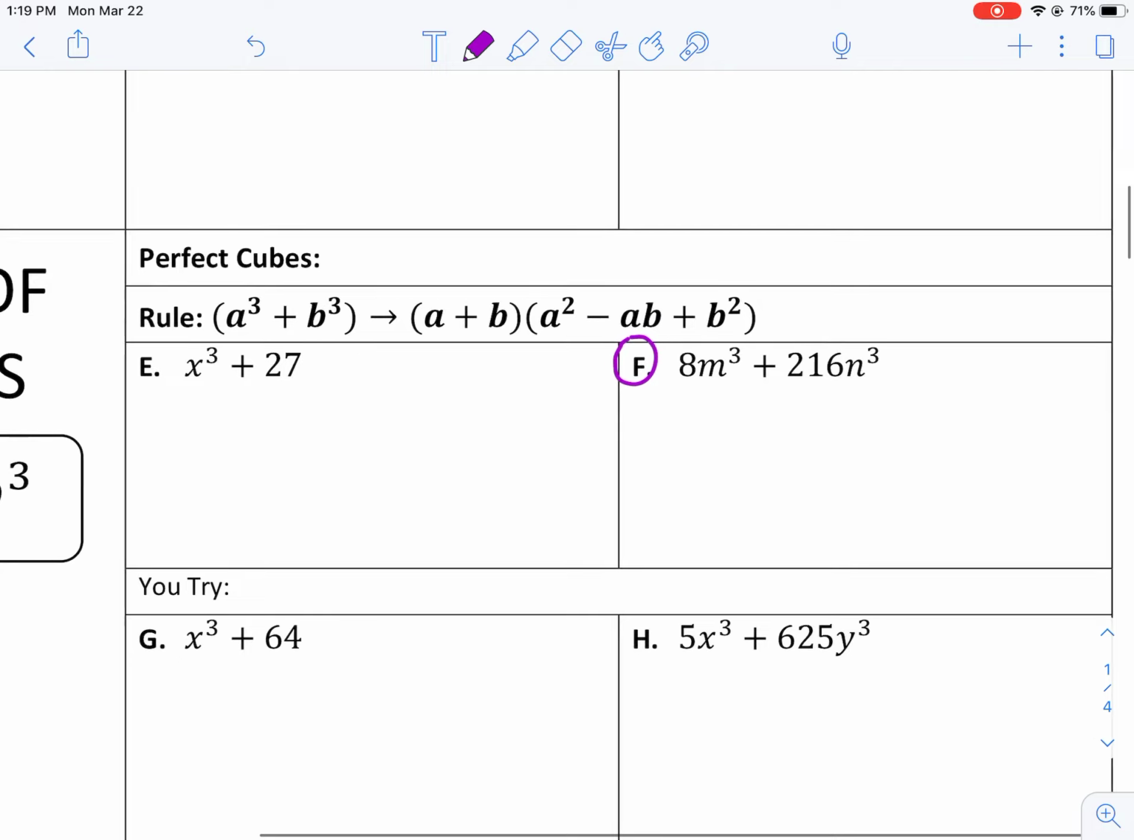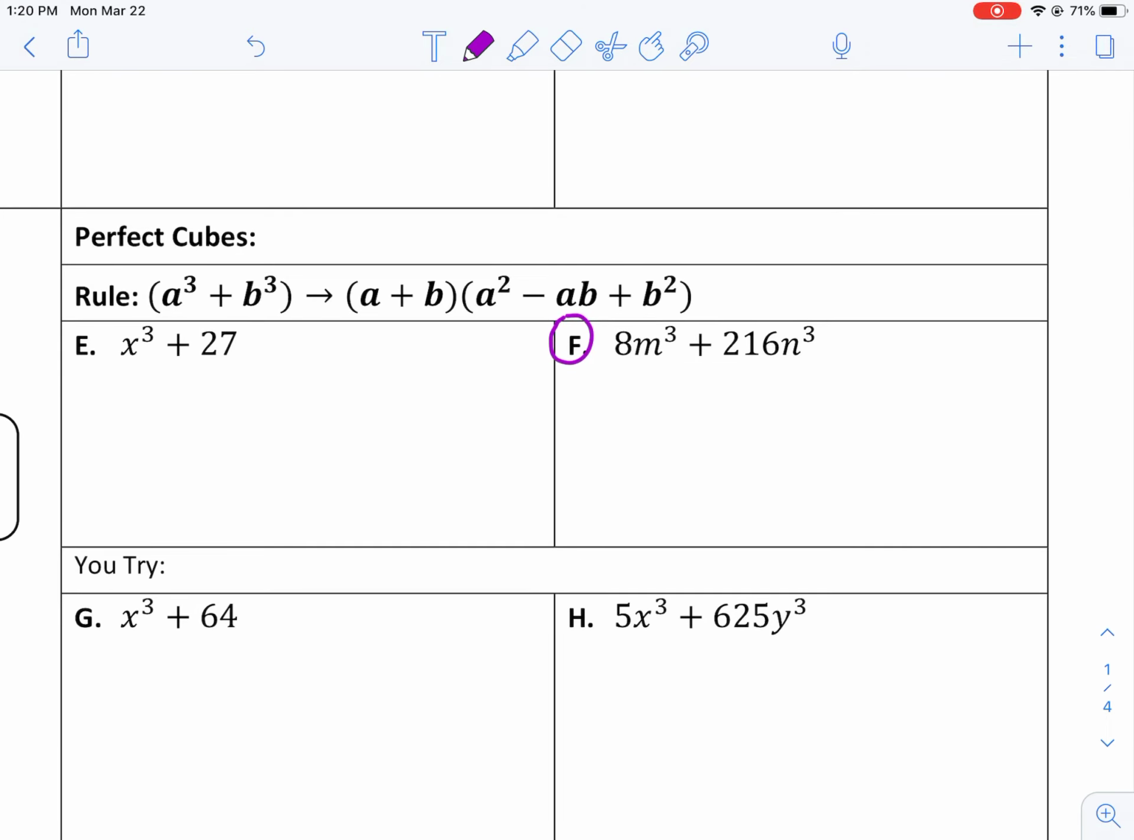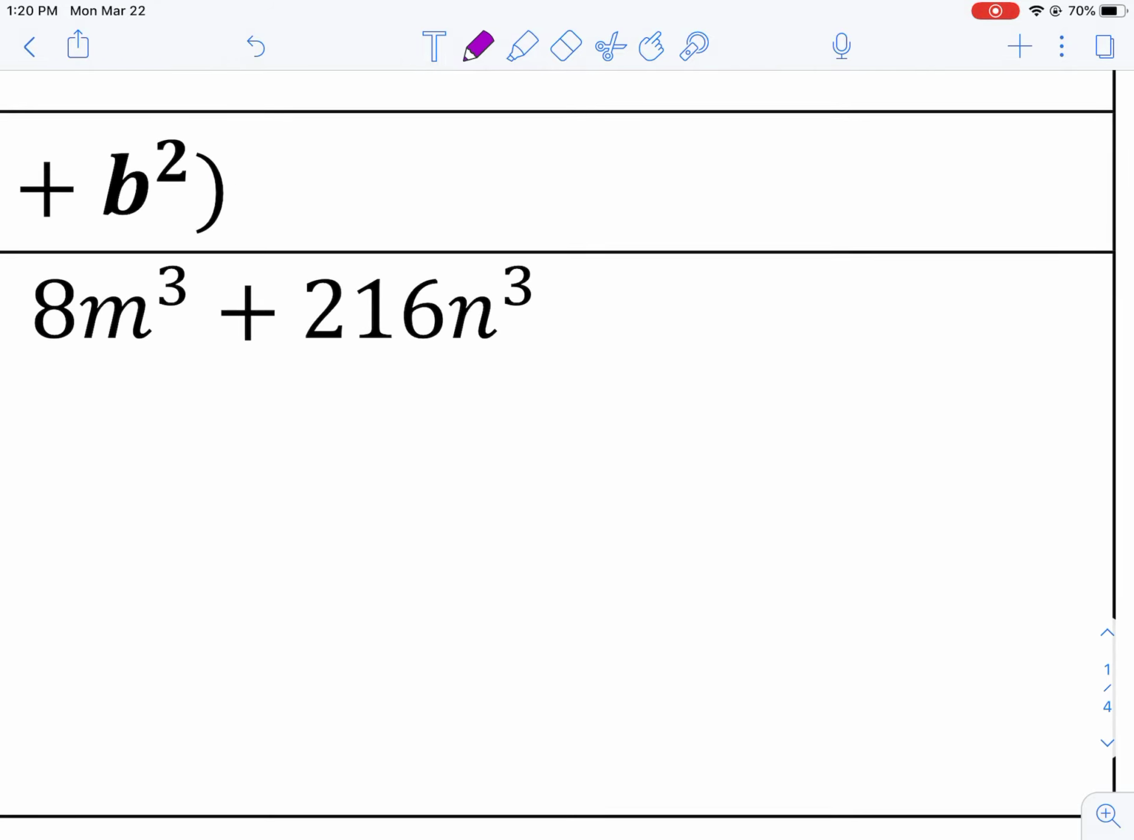Difference of cubes, it's a little bit trickier. There's just basically a rule that you have to follow. You need to know what a and b are, and in order to do that, you need to know your perfect cubes.